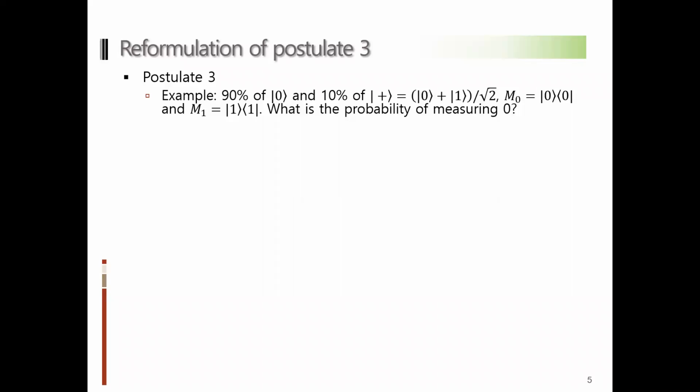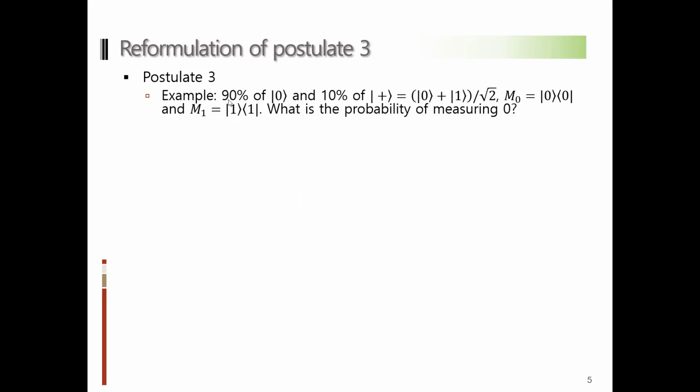Now let's consider the third postulate. The third postulate is about the measurement, and it actually provides two types of information. First is the probability to measure some value, and another is what the final state will be after the measurement. So let's first see the probability part.